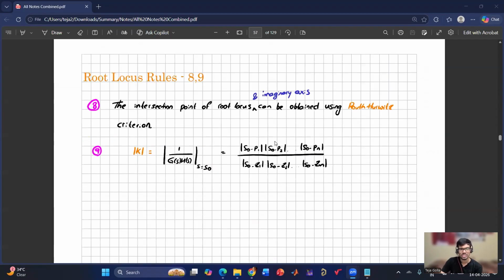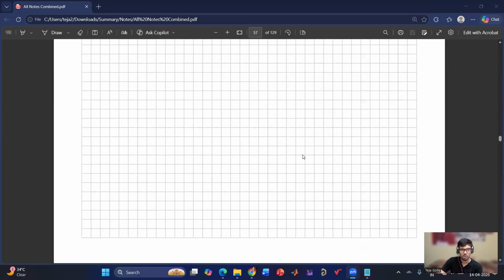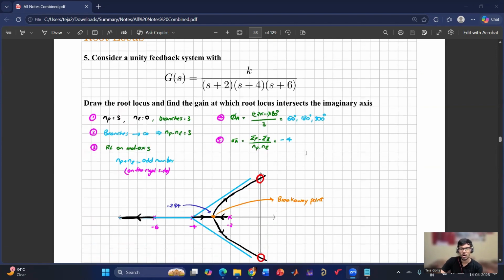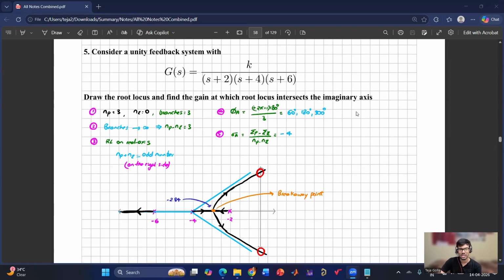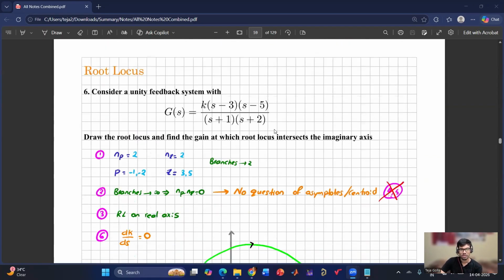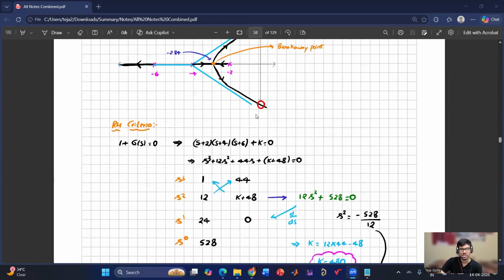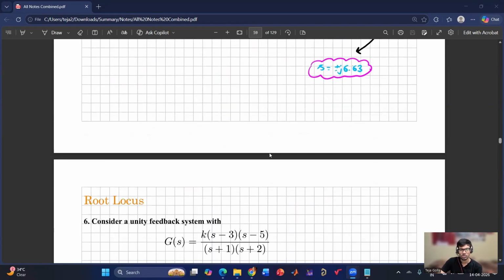And then rules 8 and 9: the intersection point of the root locus on the imaginary axis can be obtained using the Routh-Hurwitz criterion, because that is marginally stable. So at a certain gain K, if it is about to cross the imaginary axis, it is becoming unstable. The same can be obtained using the Routh-Hurwitz criterion, and this K is given by this expression. So we solved one problem based on this, which needed all 9 rules. We had to draw the root locus and find the gain at which the root locus intersects the imaginary axis. We used all the rules and then obtained the gain K at which it is crossing. For that we used the Routh-Hurwitz criterion.